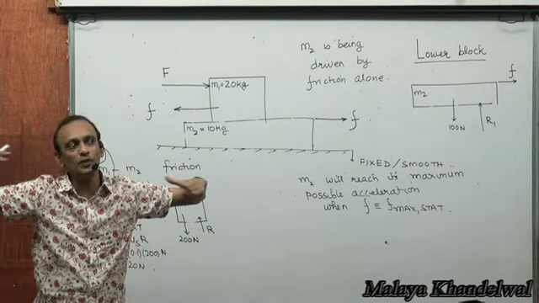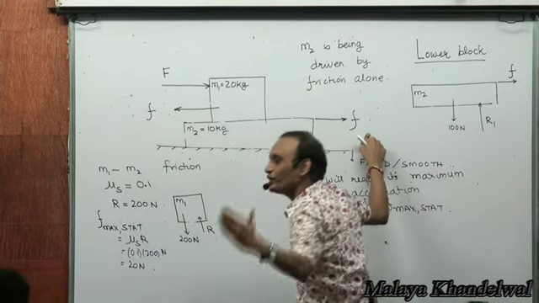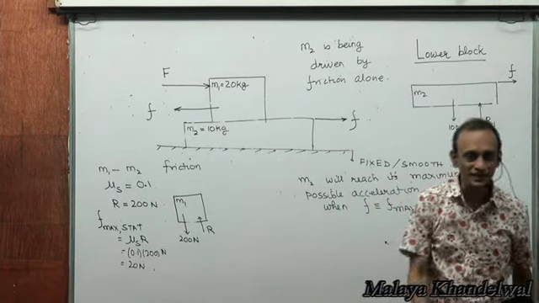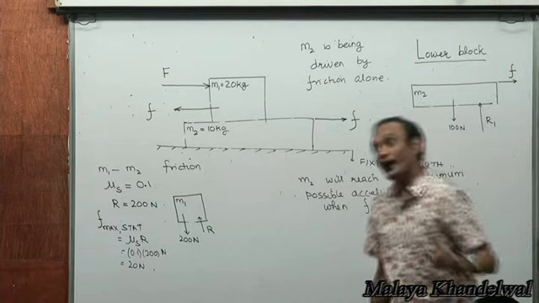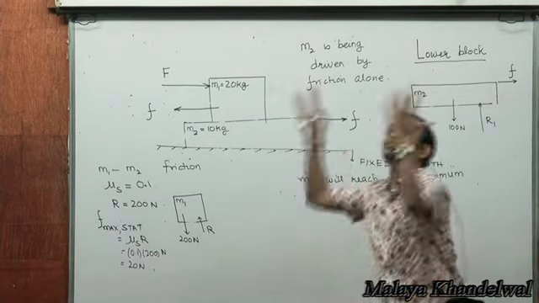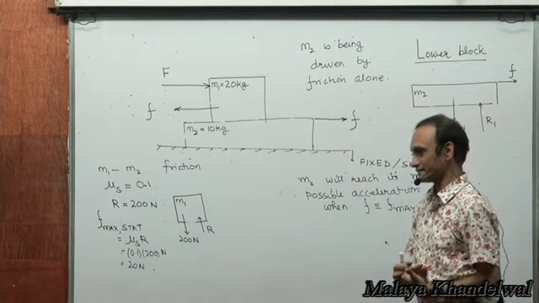M1 keeps capital F a closely guarded secret. It doesn't reveal the value of capital F to M2. What it communicates to M2 is only small f, the frictional force. Yes or no? Right? So M2, the lower block, is driven by friction alone. It's oblivious of the magnitude of capital F that is acting on M1.